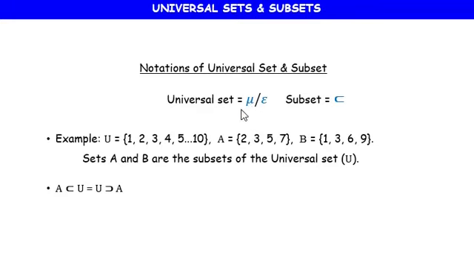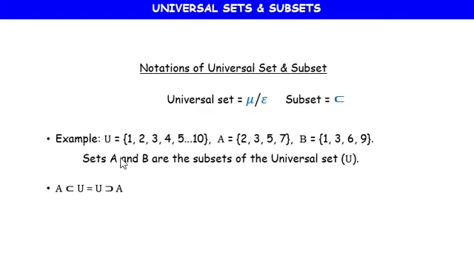So that is how we denote the universal set. We can also denote it with a capital G, but a styled one, a styled E, right? So that is how we denote the universal set, and this is how we denote the subset. It looks like a C, right?